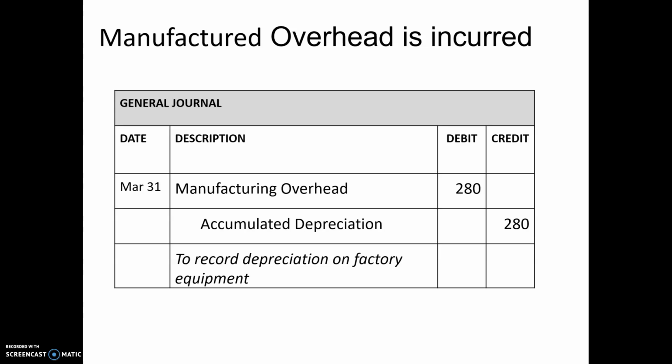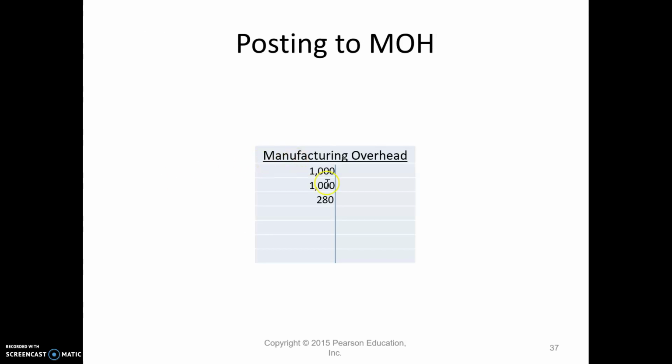So let's say, for example, we have depreciation on our factory equipment. Right, back in financial accounting, we learned to record depreciation. We debit depreciation expense, credit accumulated depreciation. Except, since this is manufacturing overhead, we're going to debit manufacturing overhead instead of depreciation expense. So then that $280 debit is going to get posted to our manufacturing overhead account.